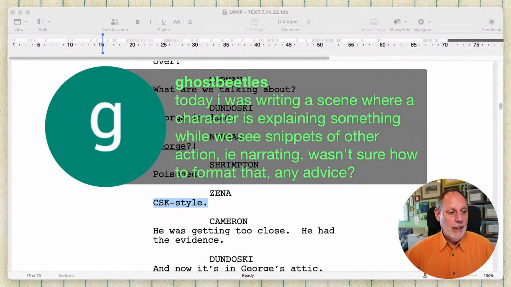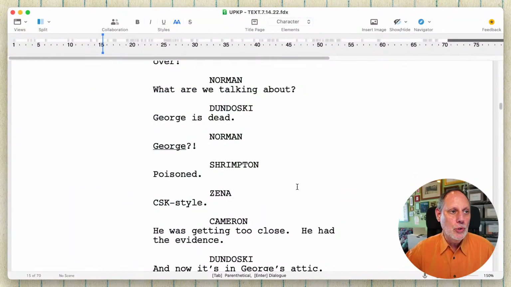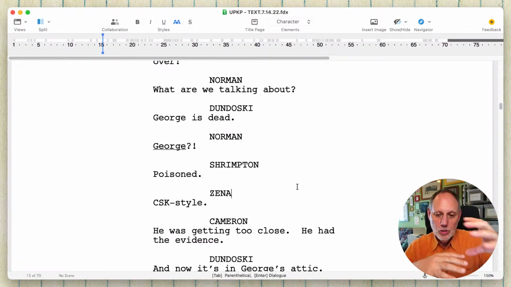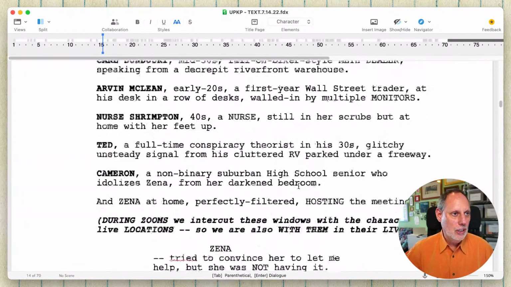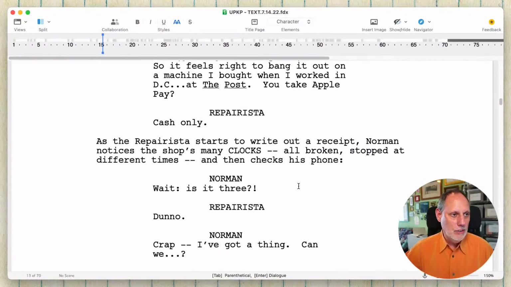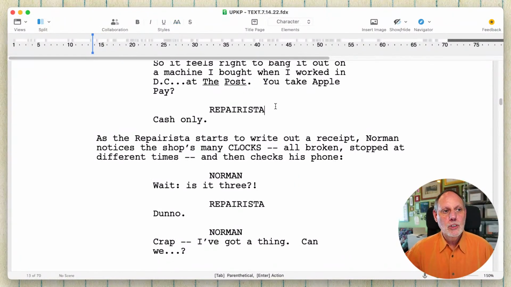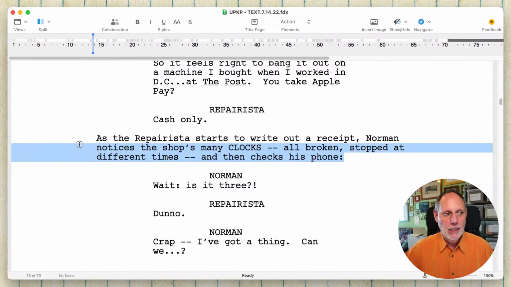Today I was writing a scene where a character is explaining something while we see snippets of other action, i.e. narrating. Wasn't sure how to format that. Yes, actually, I have advice on that. It depends, but the main way I would do that is to simply intersperse the voice with the visuals. Let's see if I can find it like this. Imagine that this was the person talking, but at the same time we were seeing that.